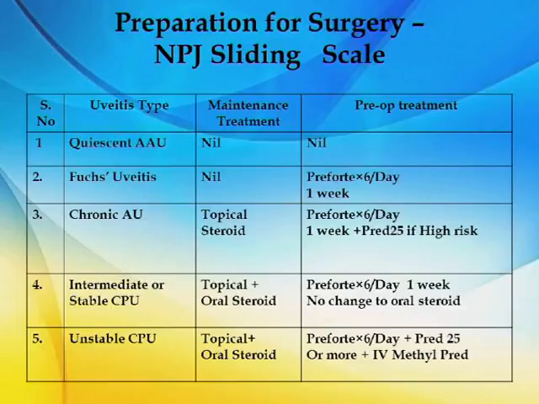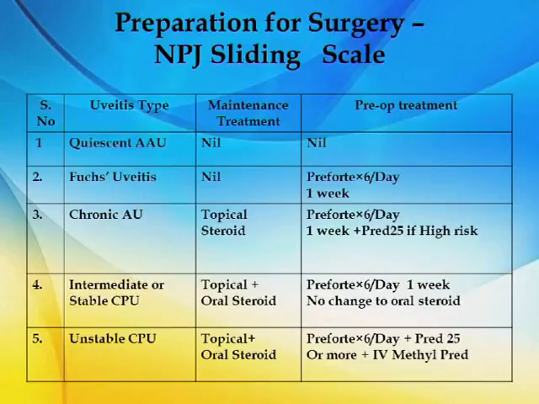It's better to follow the NPJ sliding scale for all these cataract patients with uveitic problems. The first type is, for example, acute anterior uveitis, where the patient is not on any maintenance treatment. They don't need any pre-op treatment also. In Fuchs uveitis, the patient may not be on any maintenance treatment, but it is better to put them on topical Predforte 6 times a day for 1 week and then take them up for surgery.